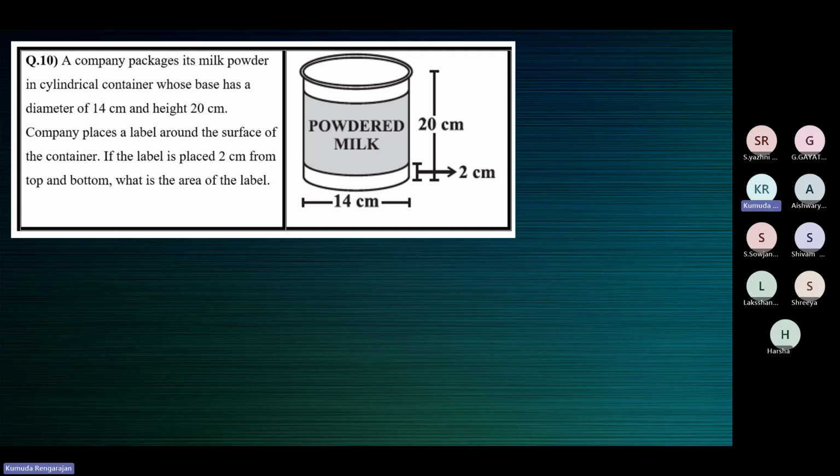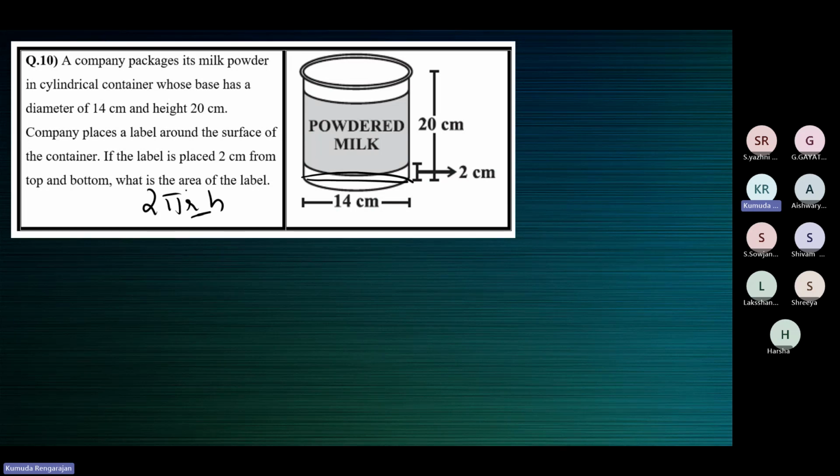To find the area of the label, you're finding the curved surface area of the cylinder. Why? Because the label is stuck on the curved surface area of the cylinder. So the CSA of the cylinder, 2 pi RH, will give you the area of the label. The diameter is 14.